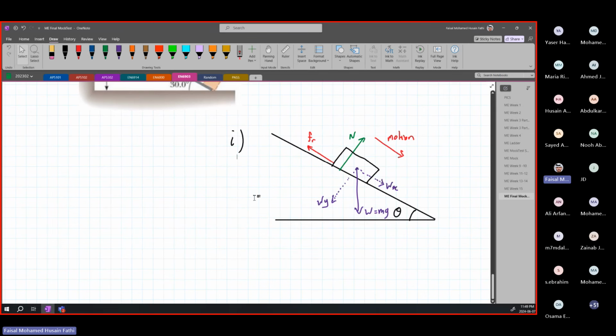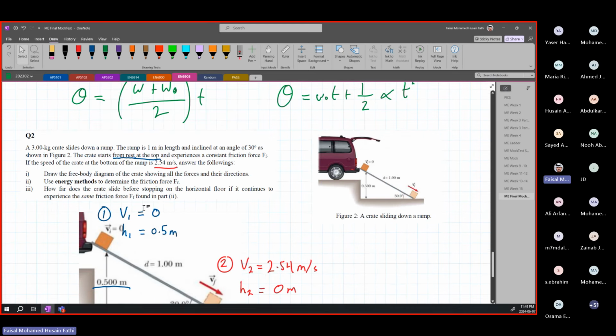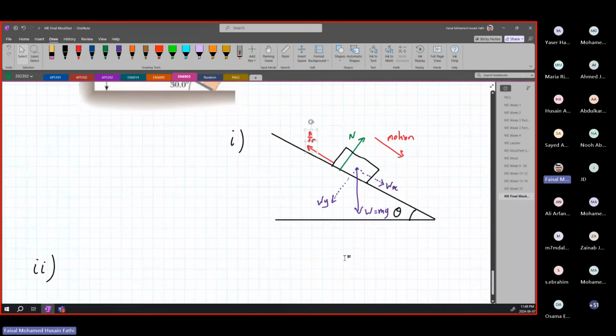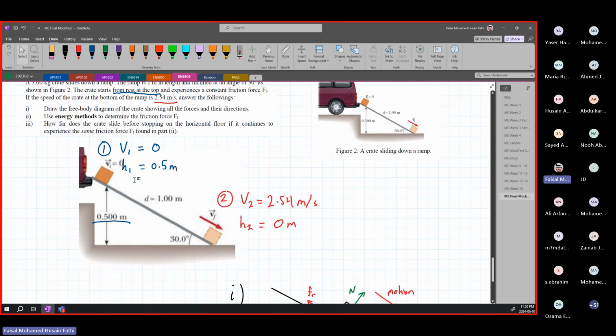Just know how to properly draw it from the beginning. Because there was friction mentioned, remember to put it. And of course, your normal force, don't forget it when it's on a surface. Now, part 2 says use energy methods to determine our friction force F. What does this mean? So first of all, how can we determine our friction force F? We can either find it by mu times N, but we are not given the coefficient of friction, so we cannot use that method. What is another method? They even mentioned it, the energy methods.